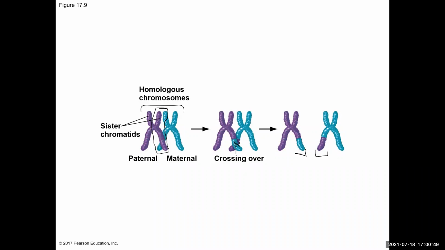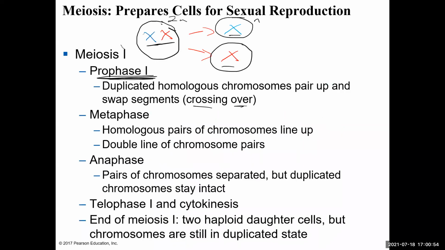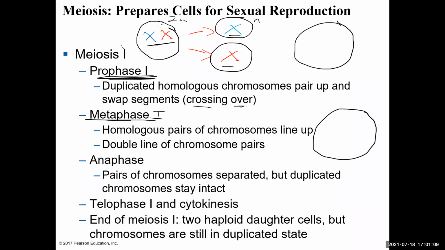Now, another really important thing that can happen is what's called independent assortment. Independent assortment happens only in metaphase 1. We're going to show one example. Let's say we have a cell with 2 chromosomes, a big one and a small one. The big and the small are homologous chromosomes, so they're going to pair up together and line up on the metaphase plate.